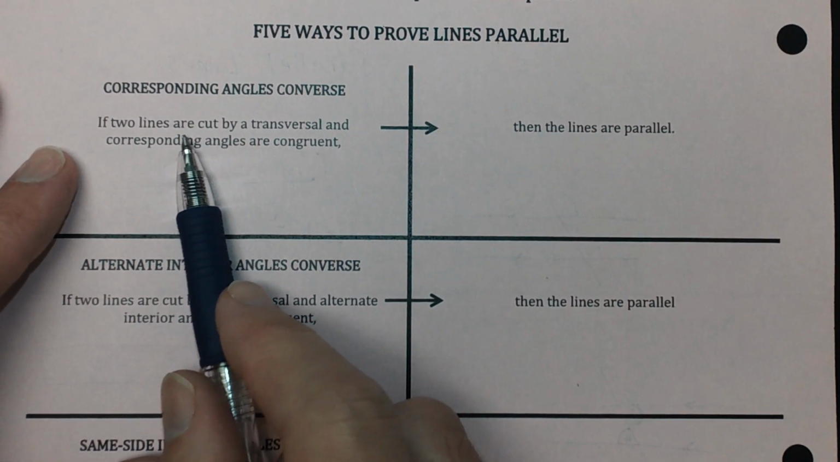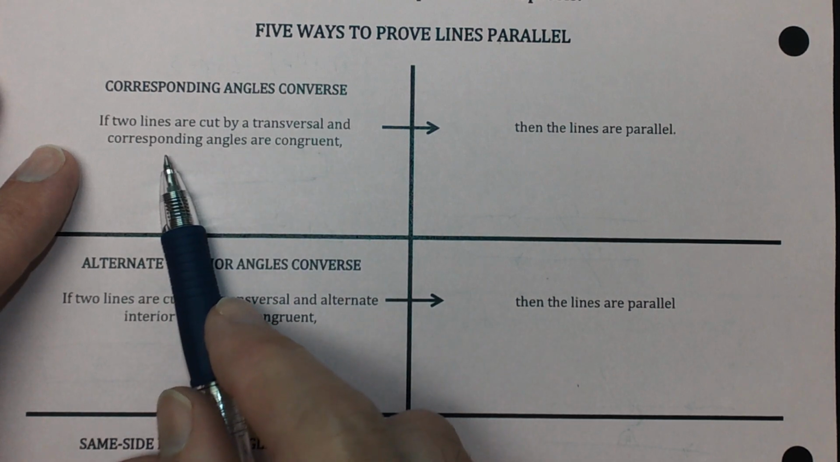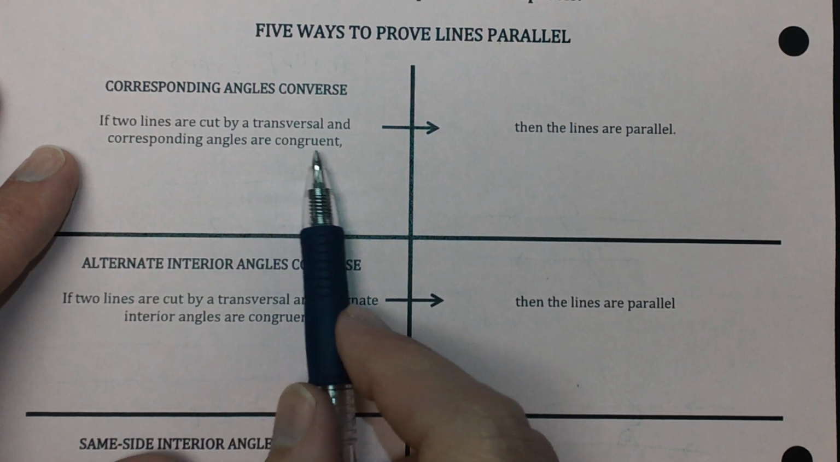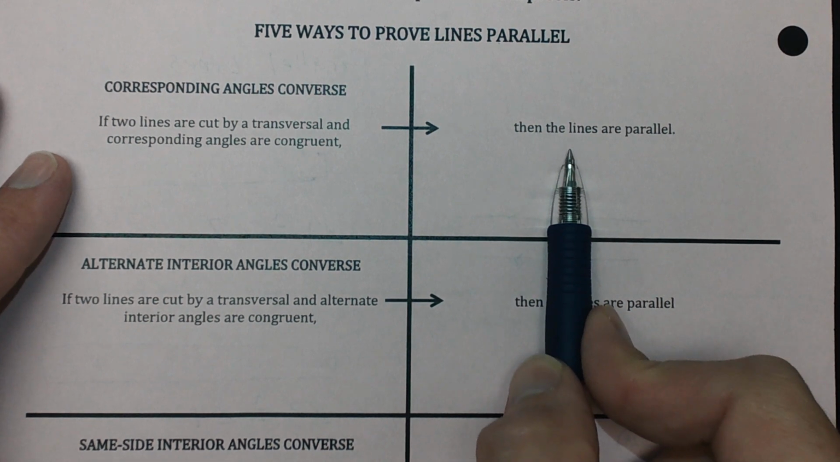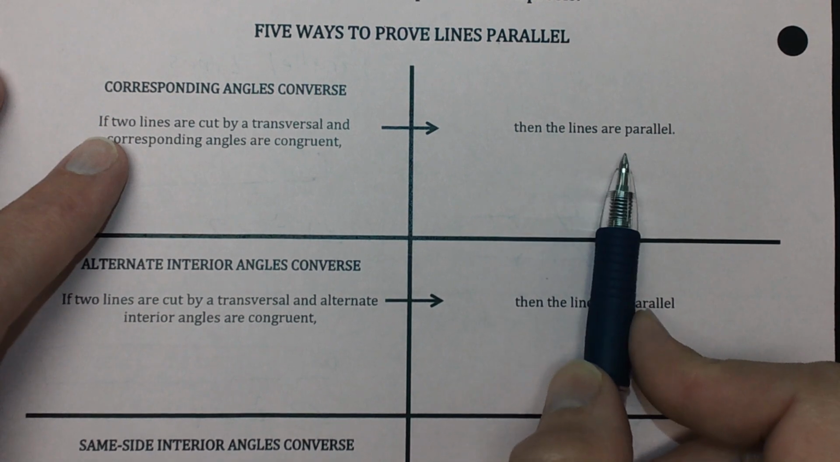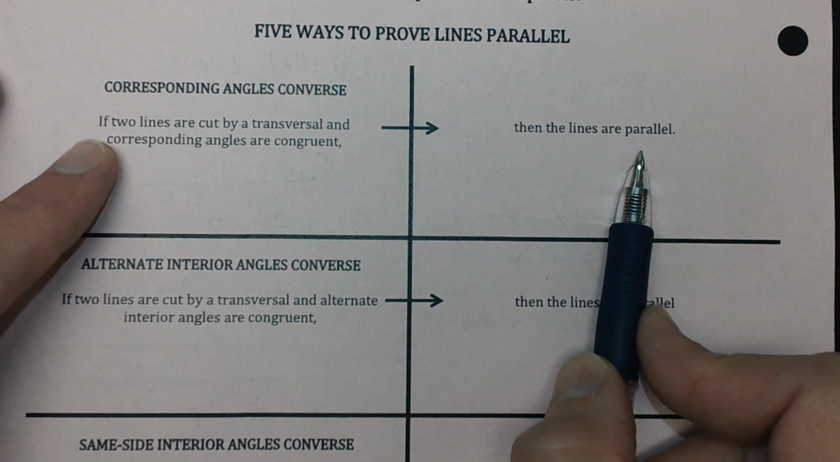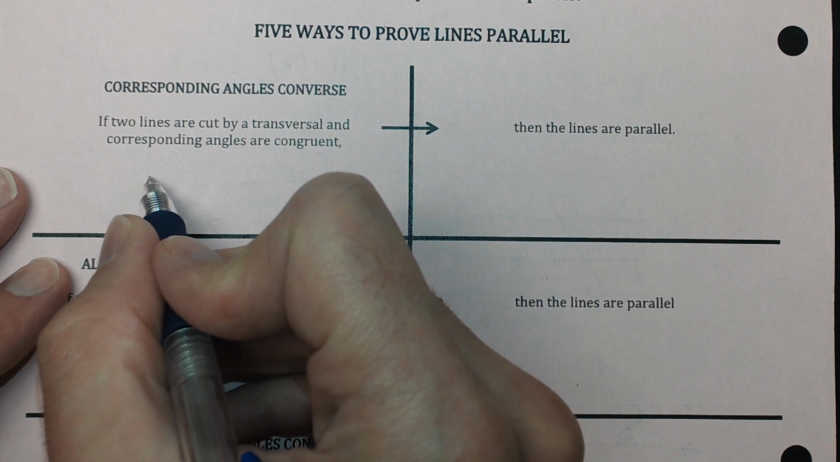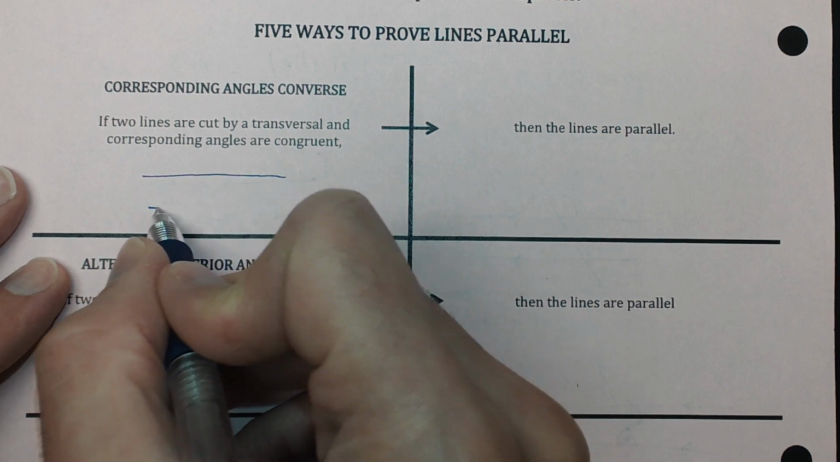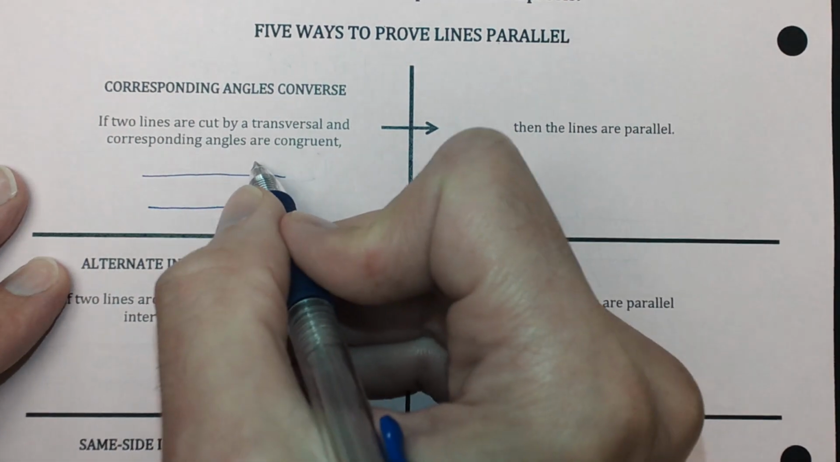If you have 2 lines cut by a transversal, and we know that some corresponding angles are congruent, the only way that's possible is if those 2 lines that we talked about at the beginning are in fact parallel. So we're basically concluding from the given information that the lines must be parallel.